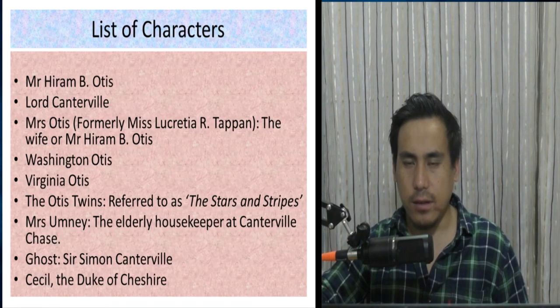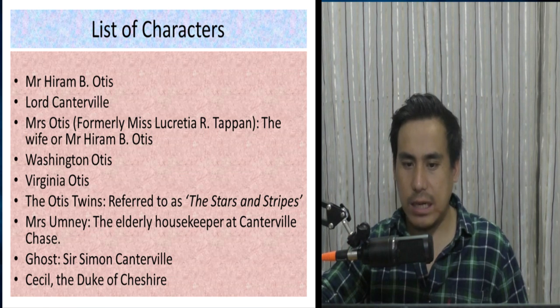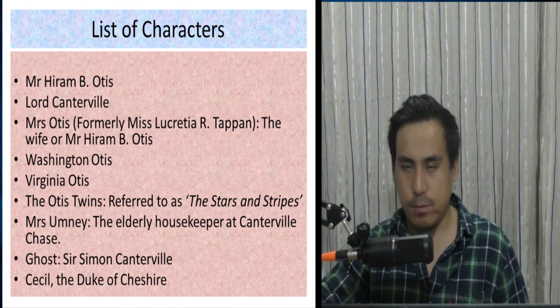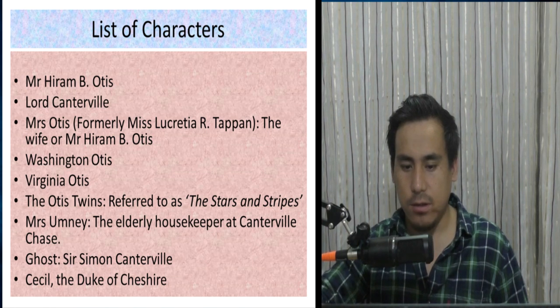Let us look at the list of characters in the novella. We have Mr. Hiram B. Otis, Lord Canterville, Mrs. Otis, Washington Otis, Virginia Otis, the Otis twins, Mrs. Umney, the Ghost, and Cecil, the Duke of Cheshire. Let's try to familiarize ourselves with each character before we delve into the story or the novella.